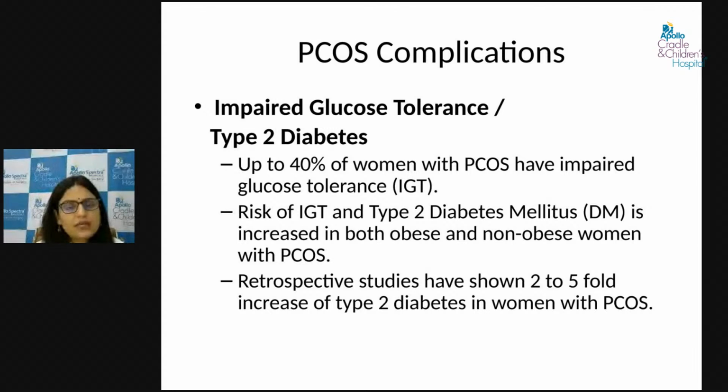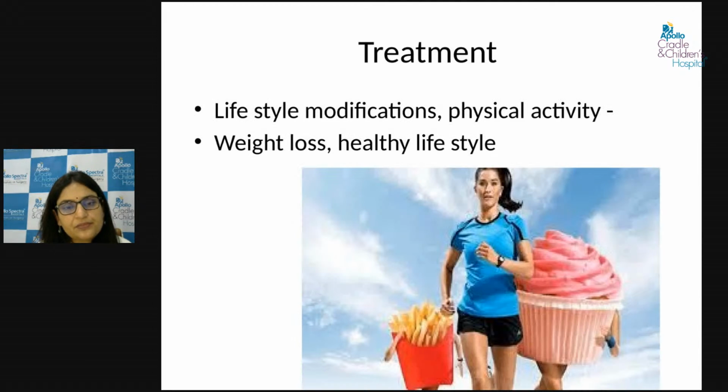What are the complications that happen because of PCOS? Impaired glucose tolerance. As I said, you are more prone to type 2 diabetes if you are a PCOD patient. Up to 40% of women with PCOS have an impaired glucose tolerance test. The risk of IGT and type 2 diabetes mellitus is higher in both obese and non-obese women with PCOD. Retrospective studies have shown a 2 to 5-fold increase of type 2 diabetes in women with PCOD.